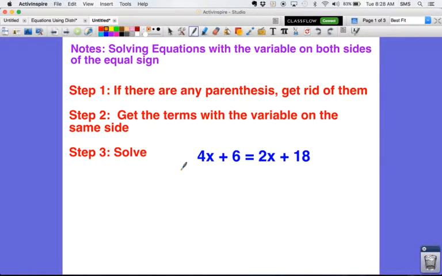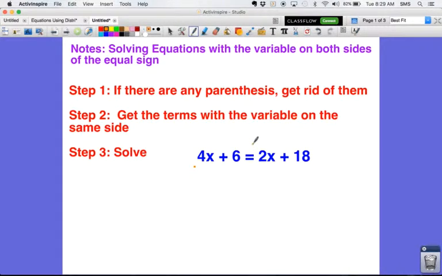So here's how we do that. If we notice this equation, I have 4x plus 6 equals 2x plus 18. So I have an x on the left side of my equal sign, and I have an x on the right side of my equal sign. So it's pretty hard for me just to solve for x when it's in two different locations and is on opposite sides of the equal sign. Well, what we can do is move either the 4x to the right side of the equal sign, or move the 2x to the left side of the equal sign.